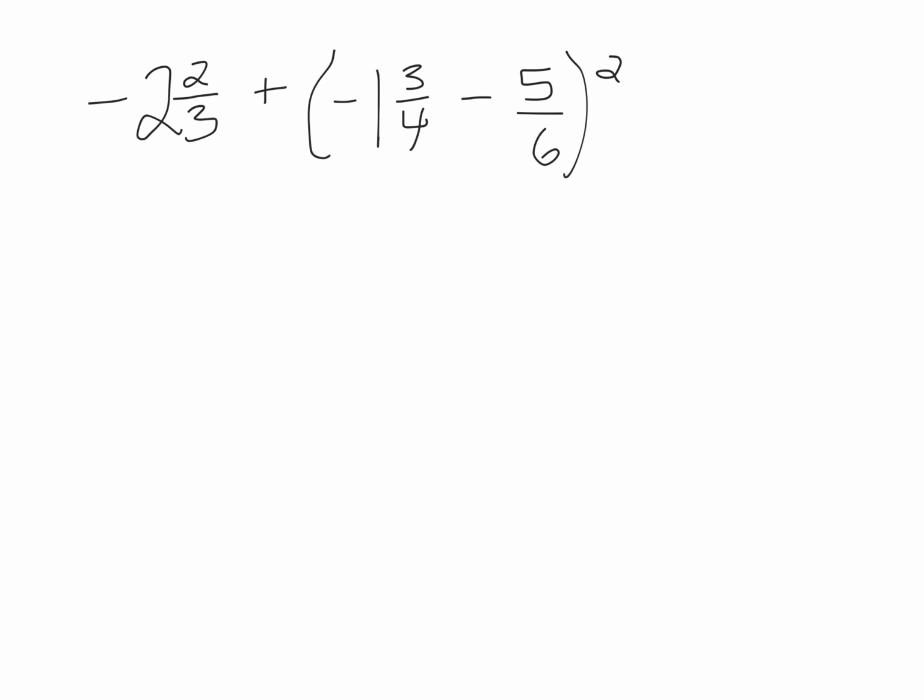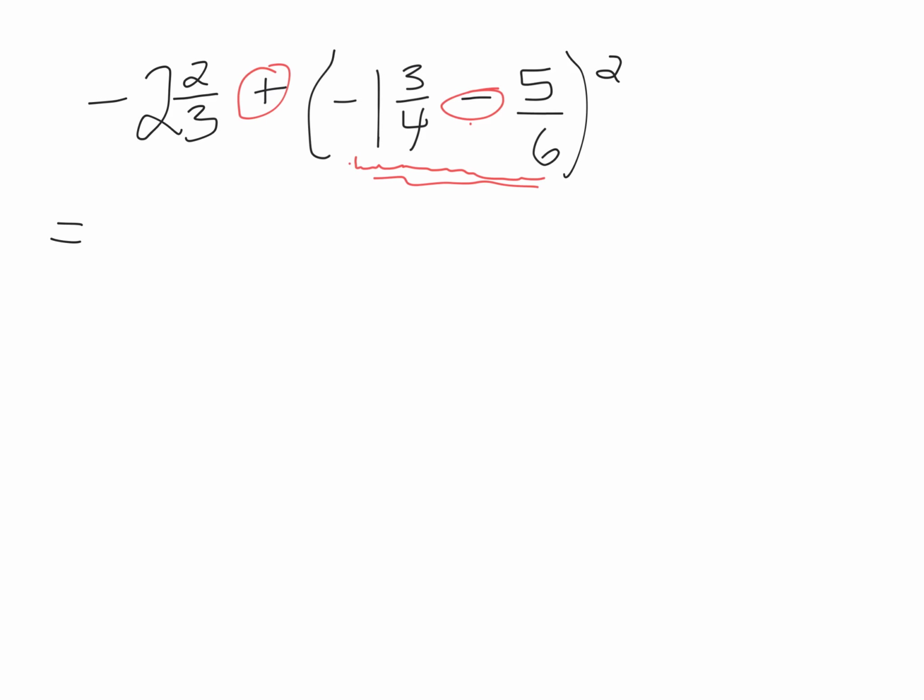Okay, so in this question we have negative 2 2/3 plus negative 1 3/4, take away 5/6, all of that to the power of 2. So we have our brackets, and you did this correctly. You all simplified inside the bracket first. What's the operation inside the bracket? Yeah, inside we have subtraction. Good. Now, when we're subtracting fractions, we need to find a common denominator. So that was the first step.